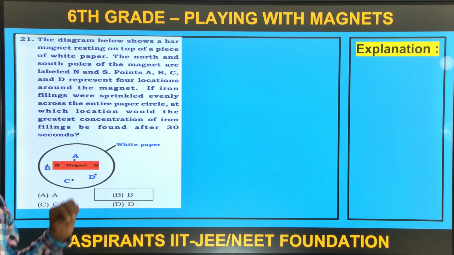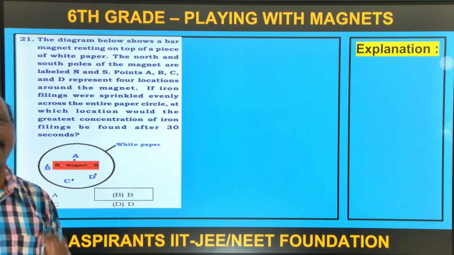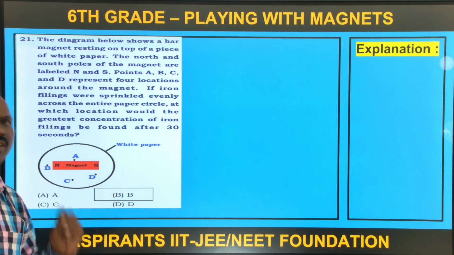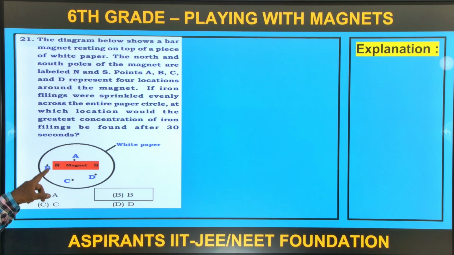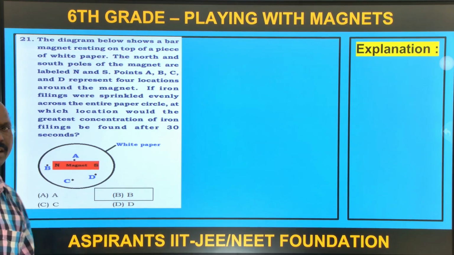As you know that the poles of a magnet will have more magnetic strength. Hence, you will see that more iron filings will be at point B near the north pole. So, the option is B.